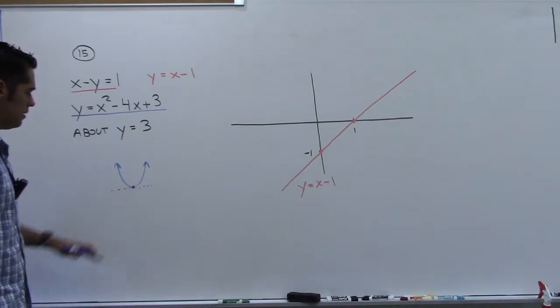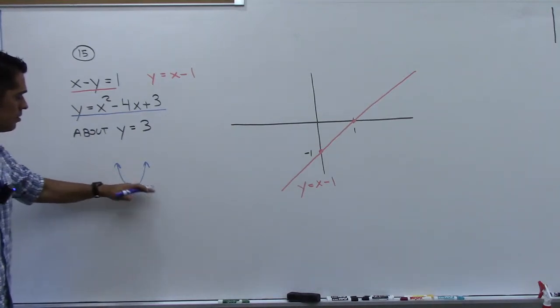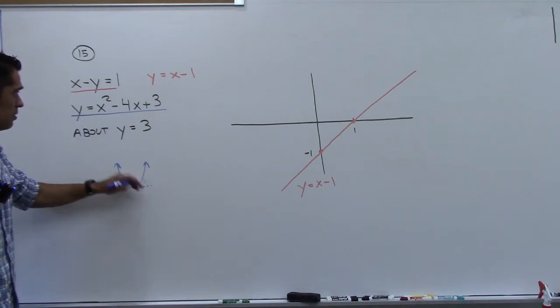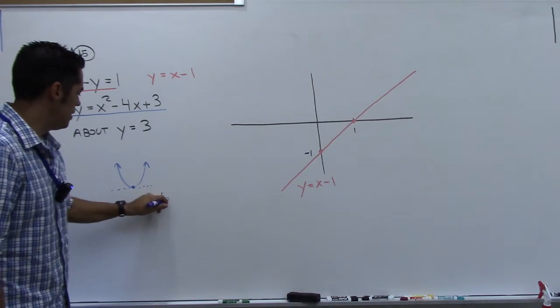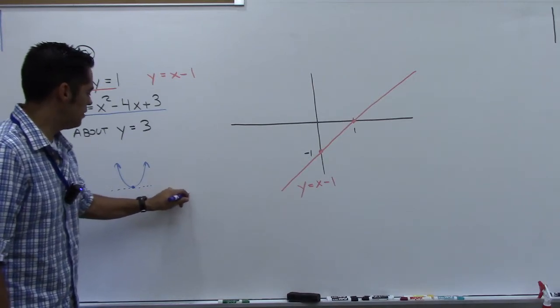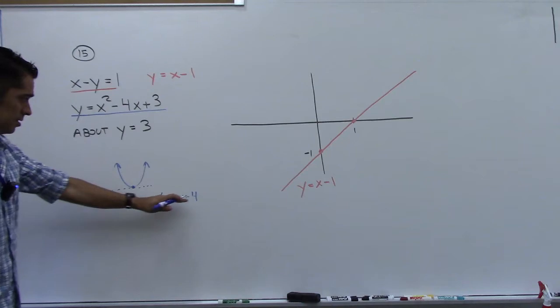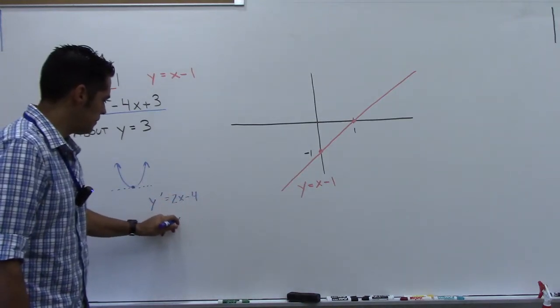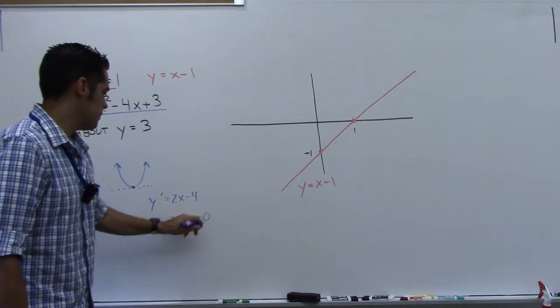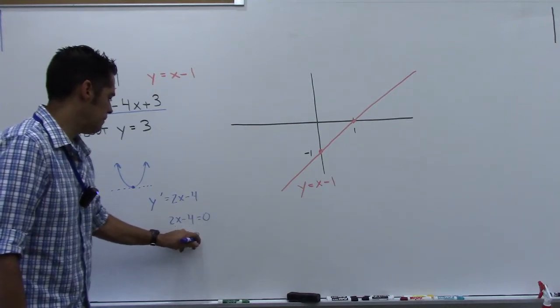You remember that on a parabola, the slope of the tangent line at the vertex is 0. So if we just take a quick derivative of this, we get y prime equals 2x minus 4. And that's the slope of the tangent line. I want to know where that's 0. So if I set that equal to 0, you get x is 2.